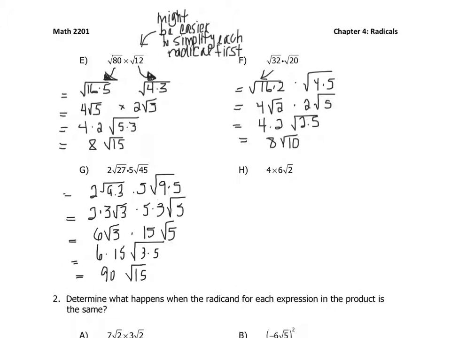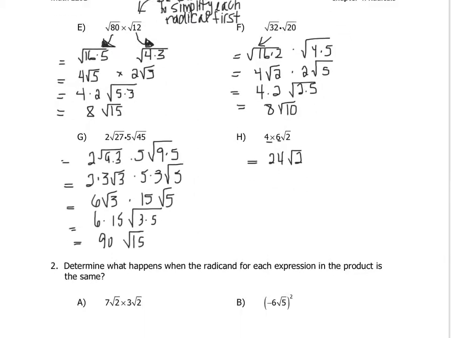And the last one here is pretty easy because there's no radicals to multiply. It's just going to be the numbers out front, which is just 24 root 2, which is simplified as root 2 has no perfect square factors.